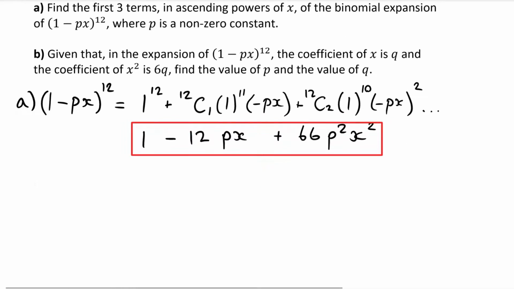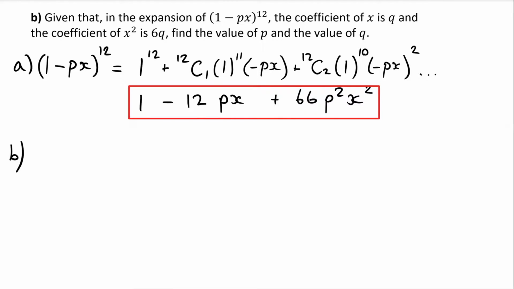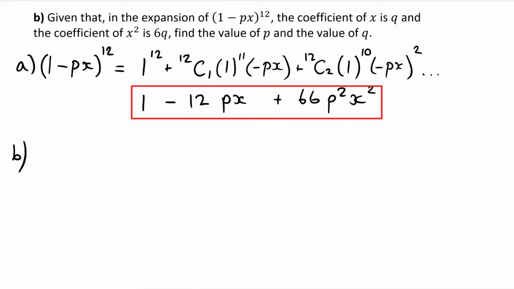Onwards to question B. It says, given that in the expansion of (1 minus px) to the power of 12, the coefficient of x is q and the coefficient of x squared is 6q, find the value of p and the value of q. Let's first identify our coefficients. We have the coefficient of x, which is minus 12p. That is equal to q, as the question tells us. We have the coefficient of x squared, which is 66p squared. The question tells us that that is equal to 6q.